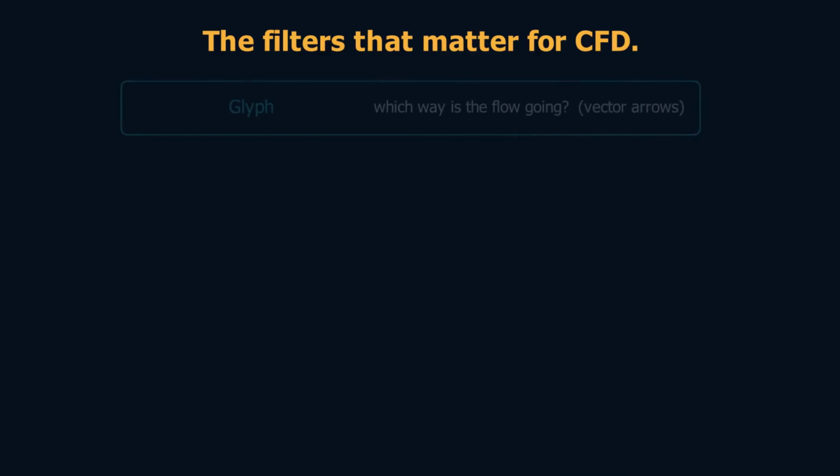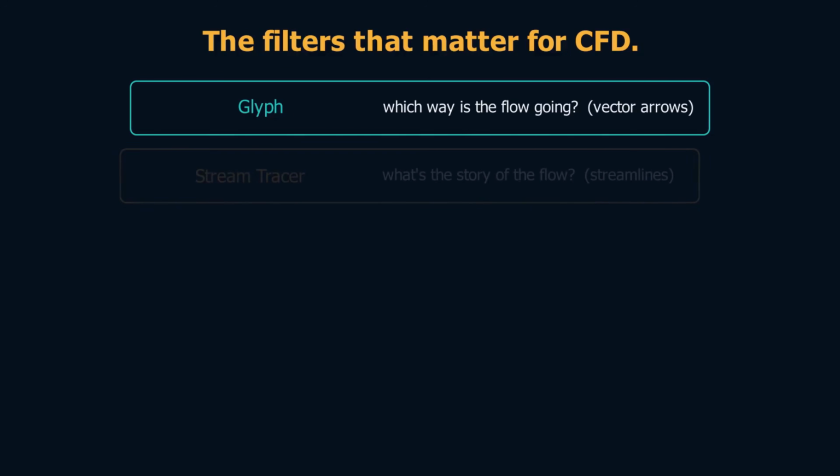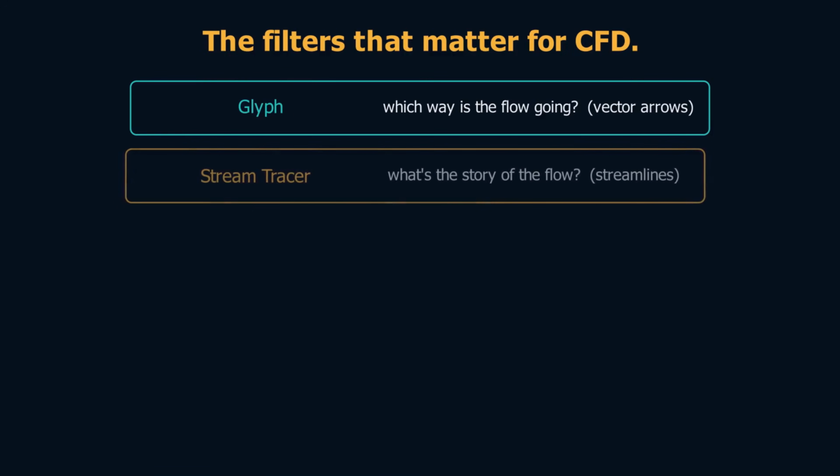Out of all ParaView's filters, five earn their place in almost every CFD post-process. Each answers a specific question. Glyph places little arrows across the field, so you see direction at a glance, not just how fast, but which way. Stream Tracer draws streamlines, the paths fluid parcels follow. This is where a flow tells its story: recirculation, separation, vortices.